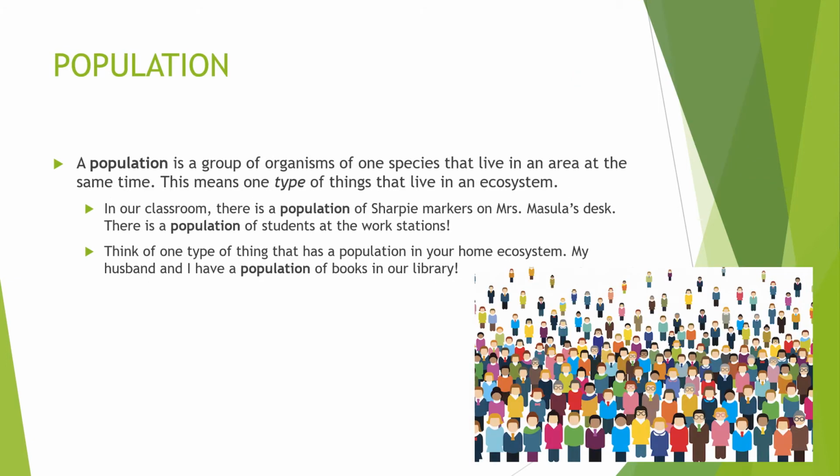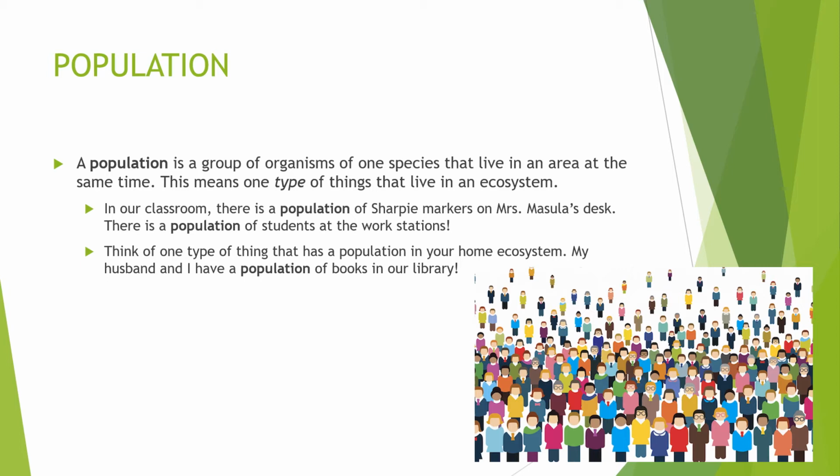The second word we're going to talk about is population. A population is a group of organisms of one species that live in an area at the same time. So this means one type of thing that lives in an ecosystem. So if you think about the ecosystem in our classroom, we have lots of different populations. We have lots of different types of things.